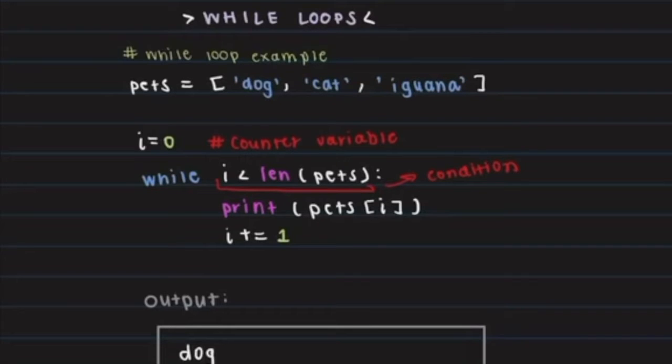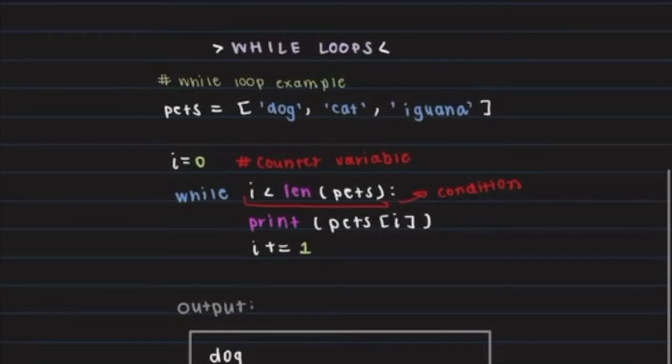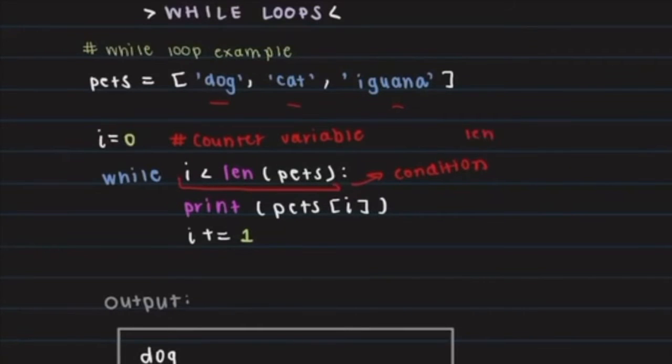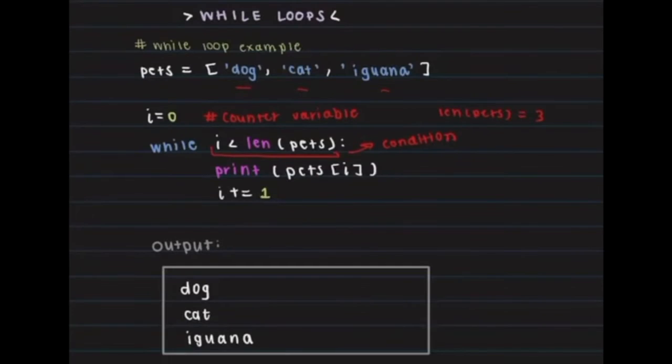So here, i is less than the length of pets, which we know right now to be 3 because there's 1, 2, 3. So the length of pets right now is equal to 3. And right now we're starting with i equals 0. Because 0 is less than 3, then we know that we can enter the while loop.